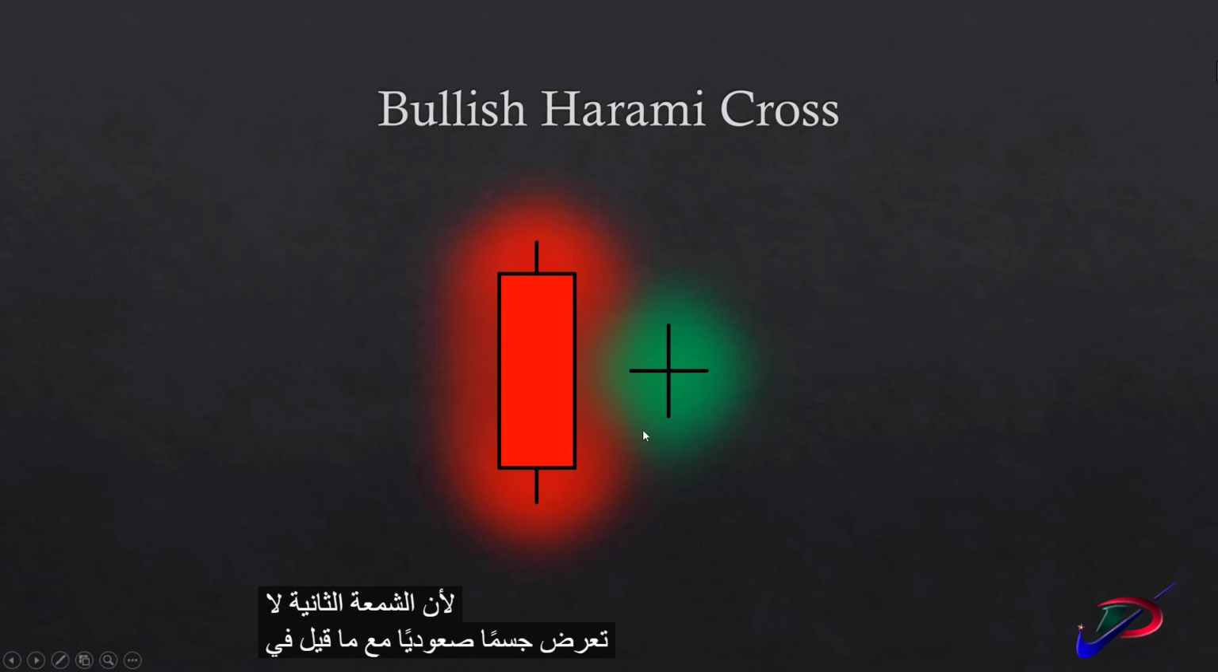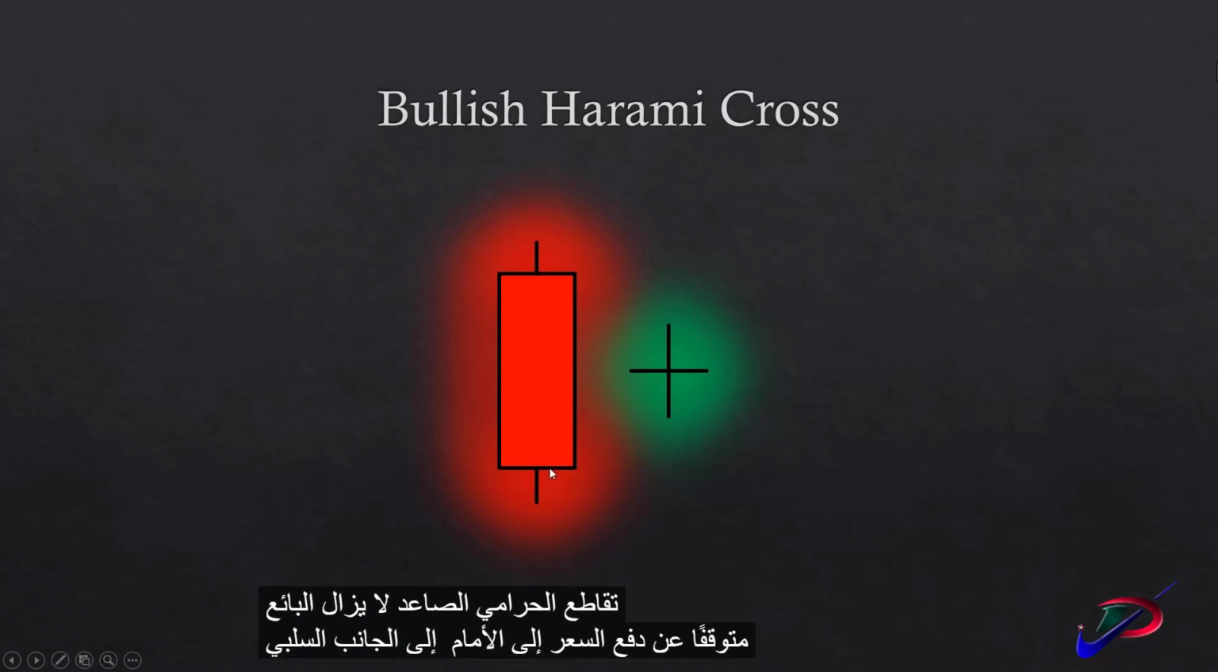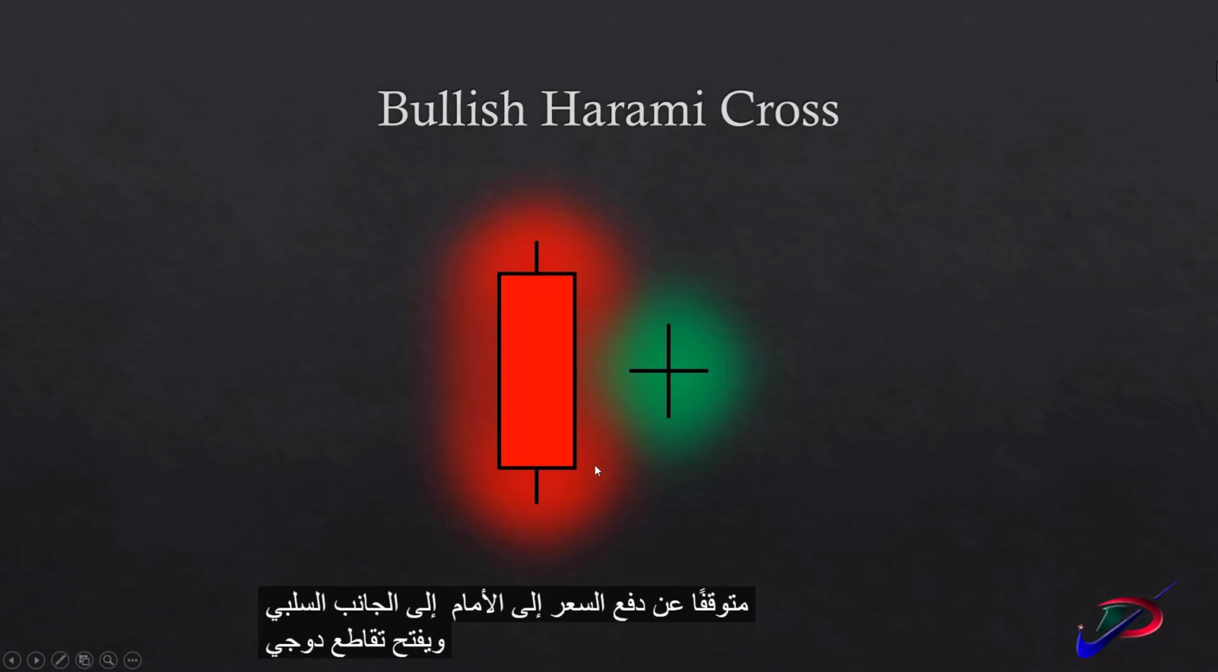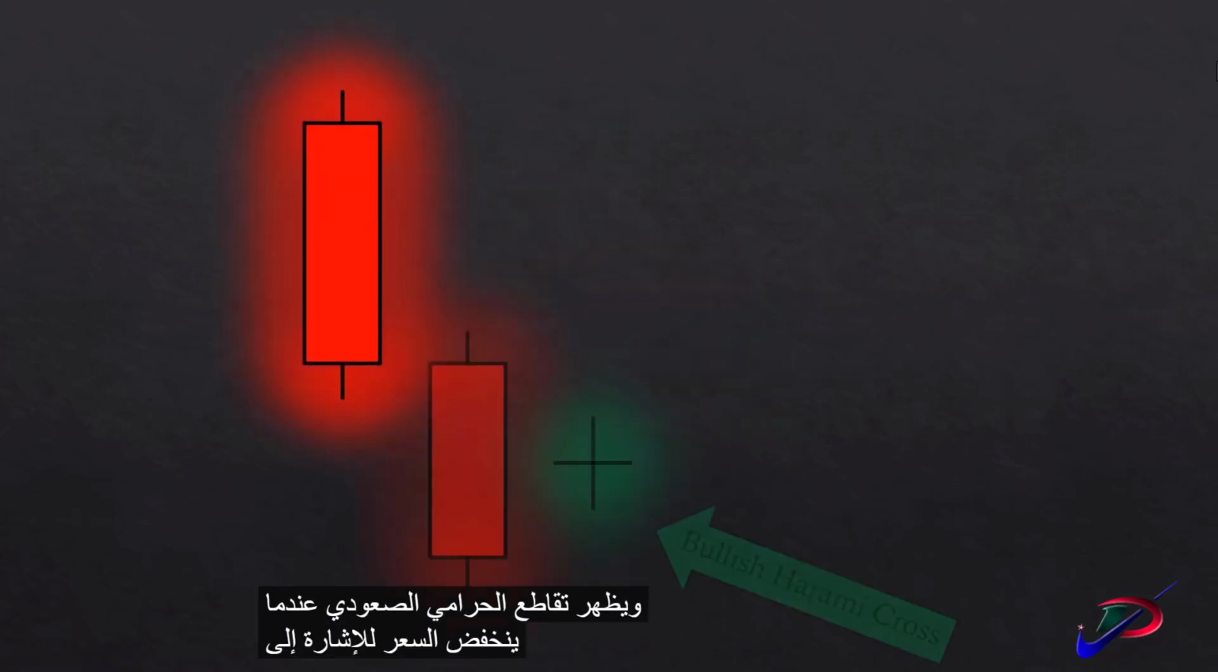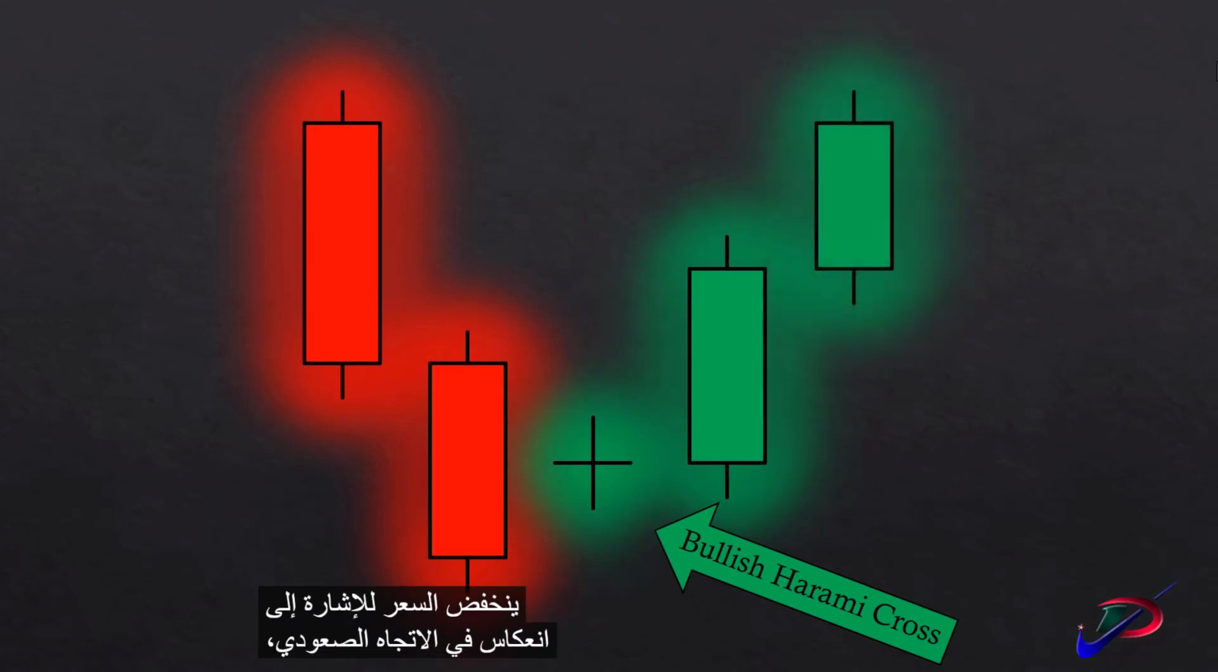With that said, in the bullish harami cross, sellers still stop to advance price to the downside, and the doji cross opens with a small gap up to indicate bullish pressure. The bullish harami cross appears when price is going down in order to signal a reversal to the upside.